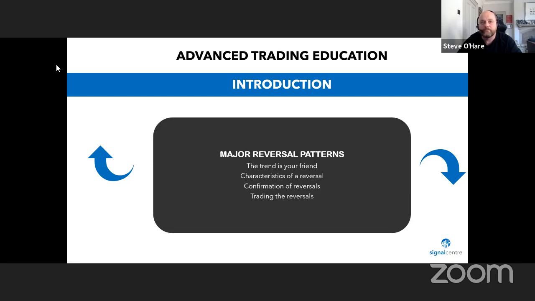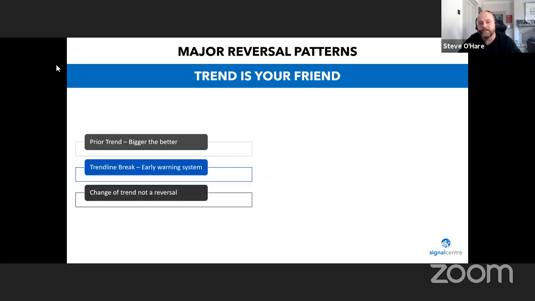Major reversal patterns have different characteristics, and there are different types of reversal patterns, but the characteristics are pretty similar, and we're going to go through them in more detail. I'm going to focus on one today in particular, but I'll get to that in a second. As I said, the bigger the prior trend, the better, and when that trend eventually breaks, whether it's an uptrend or downtrend, that's the first sign of a potential reversal.